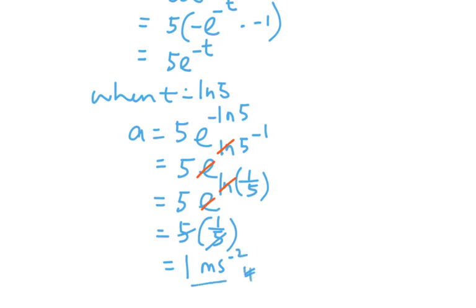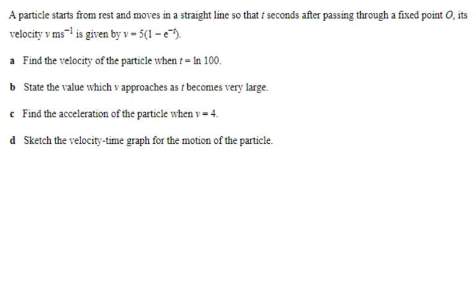meter per second squared. Okay, lastly, let's look at how to sketch the velocity-time graph for the motion of the particle. So if you read the question properly, it says that it is starting from rest, which means that when t is equivalent to 0, v is equivalent to 0. That's the first information given. And then it moves in a straight line, t seconds after passing through O. So this is given.